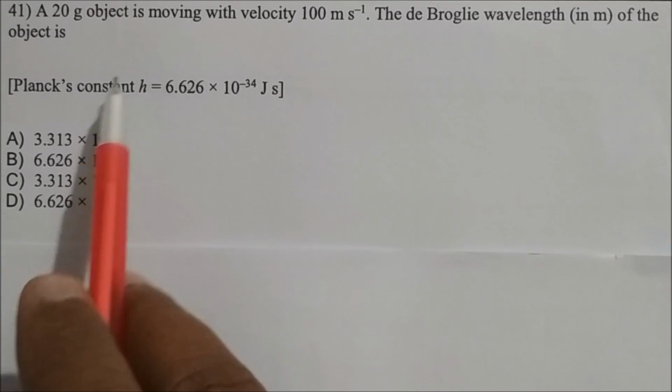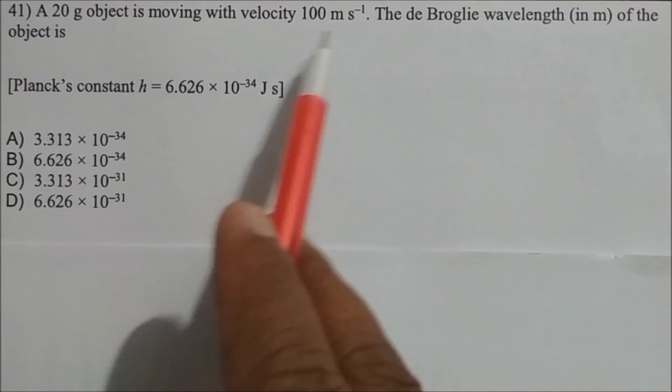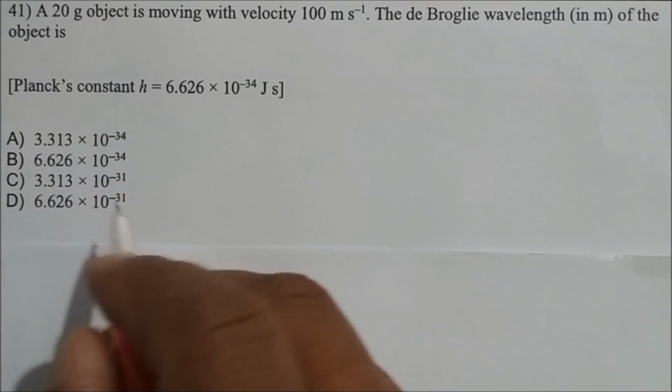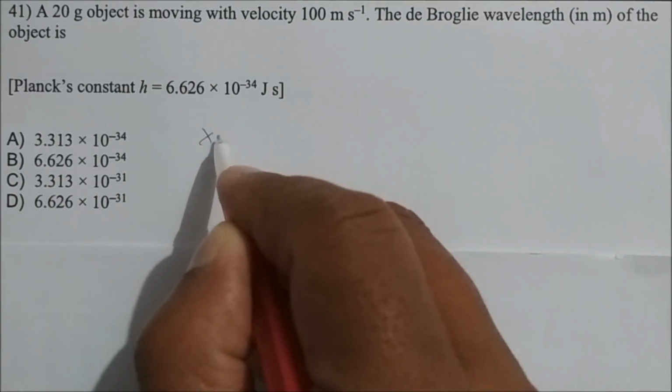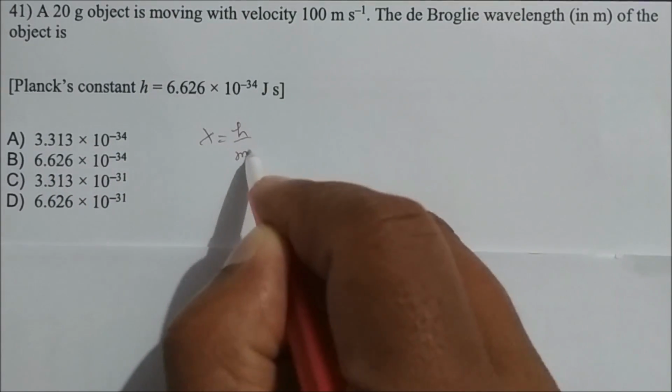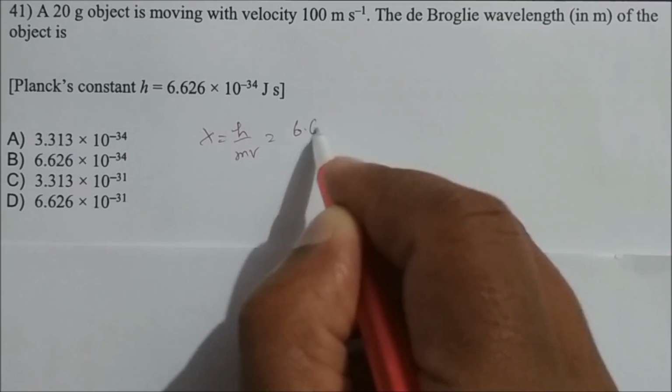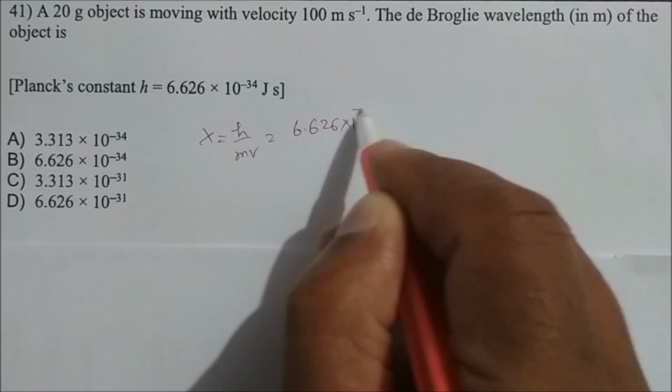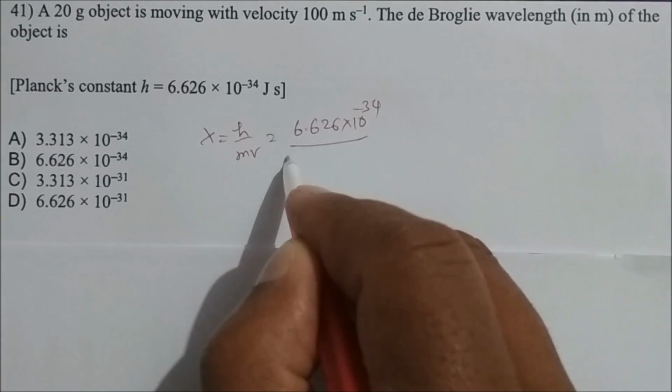A 20-gram object is moving with a velocity of 100 meters per second. What is the de Broglie wavelength of the object? So we can apply the formula lambda is equal to h by m into v. Substitute the value 6.626 into 10 power minus 34, and what is the mass? Mass is 20 gram.